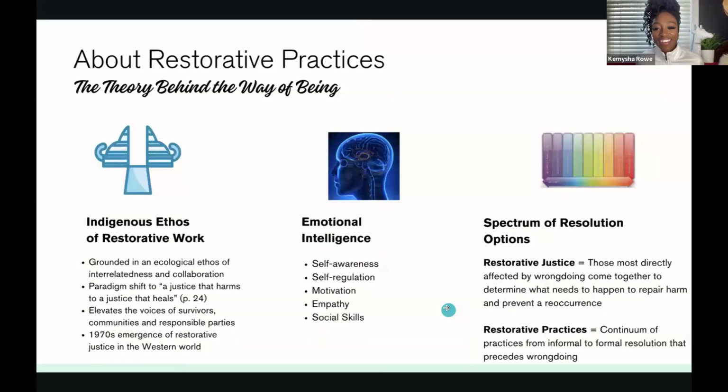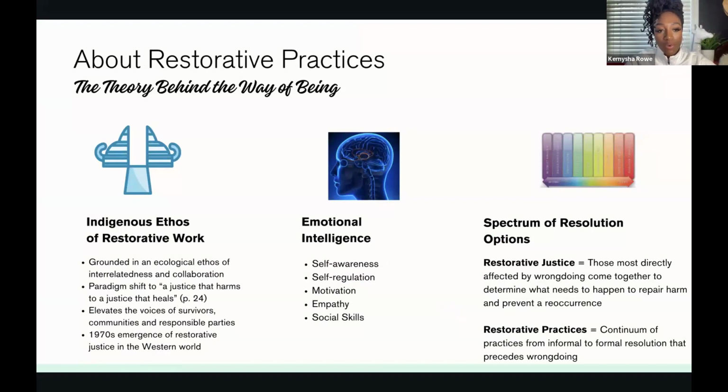Right way. Okay. So I'm going to talk to you a little bit about restorative practices, about some of the theory behind this way of being. And some of you may already be familiar with restorative justice, restorative practices. At American University, we take great intention in being intentional with our words and knowing that they are two separate definitions, but they are certainly interrelated.